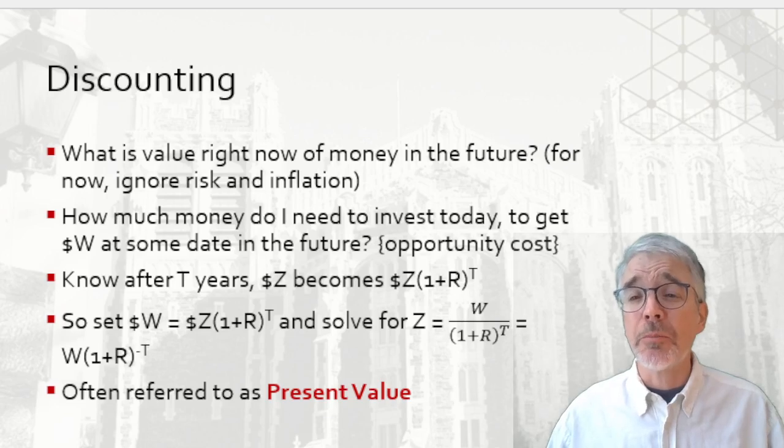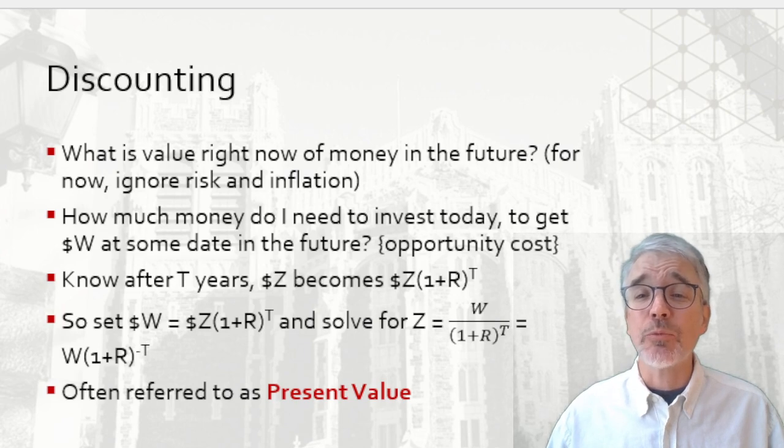Put this problem into some more mathy terms. After t years, z dollars initially becomes z times (1 plus r) to the t power. How do we find the present value? Well, w equals z times (1 plus r) to the t power, and solve for z. z is w divided by (1 plus r) to the t. Rewrite as w times (1 plus r) to the minus t.